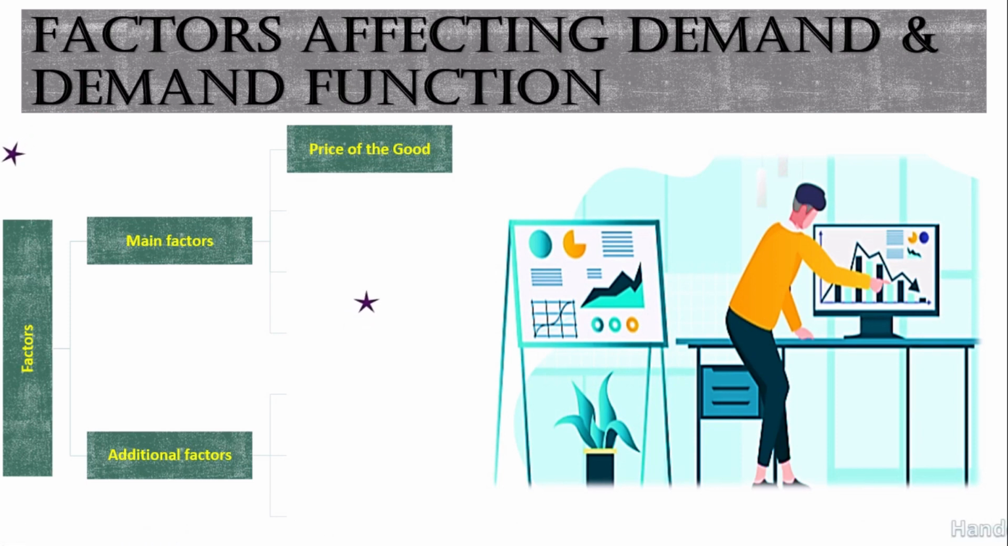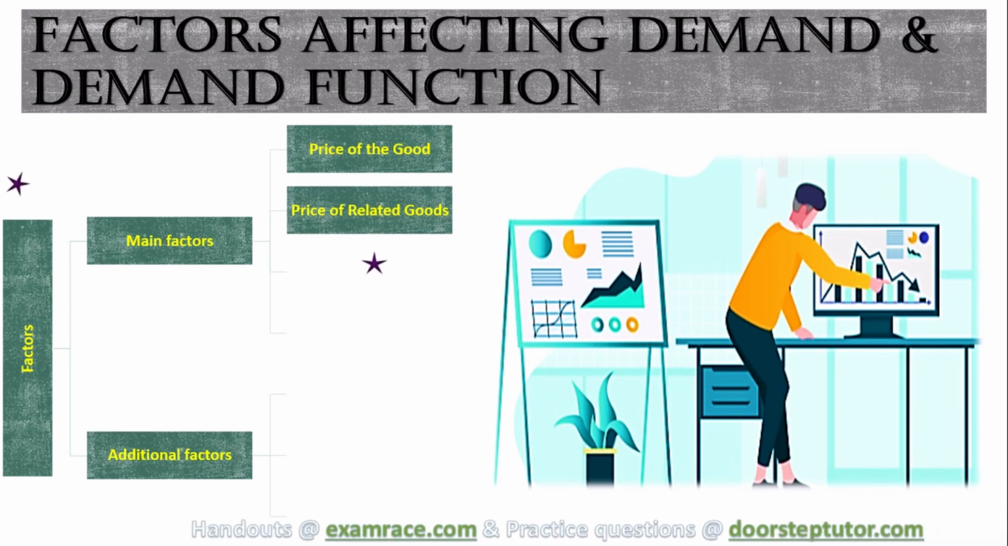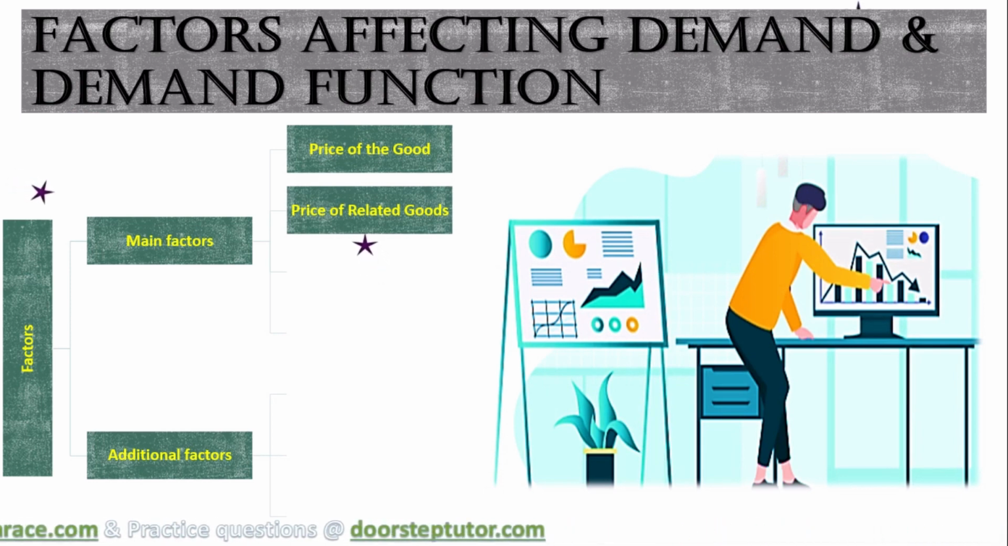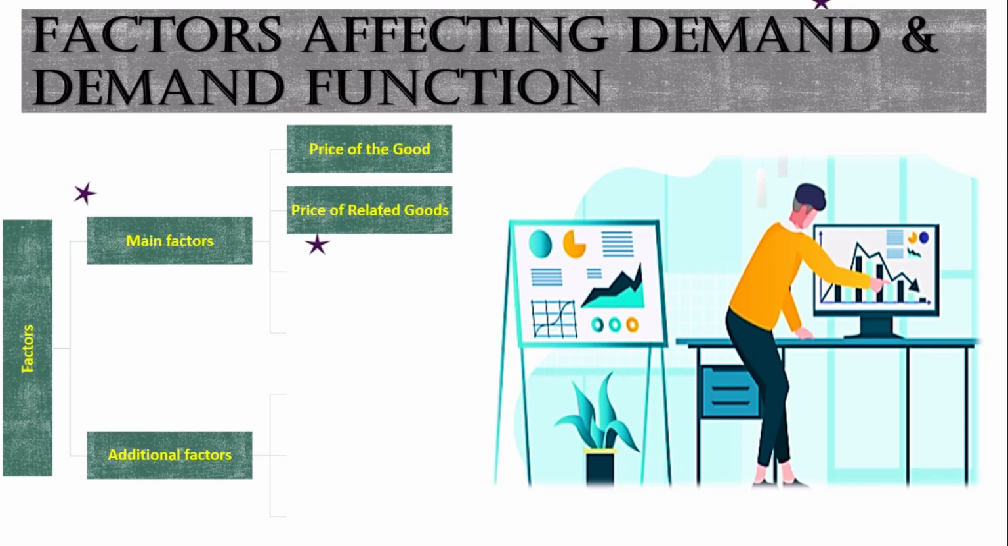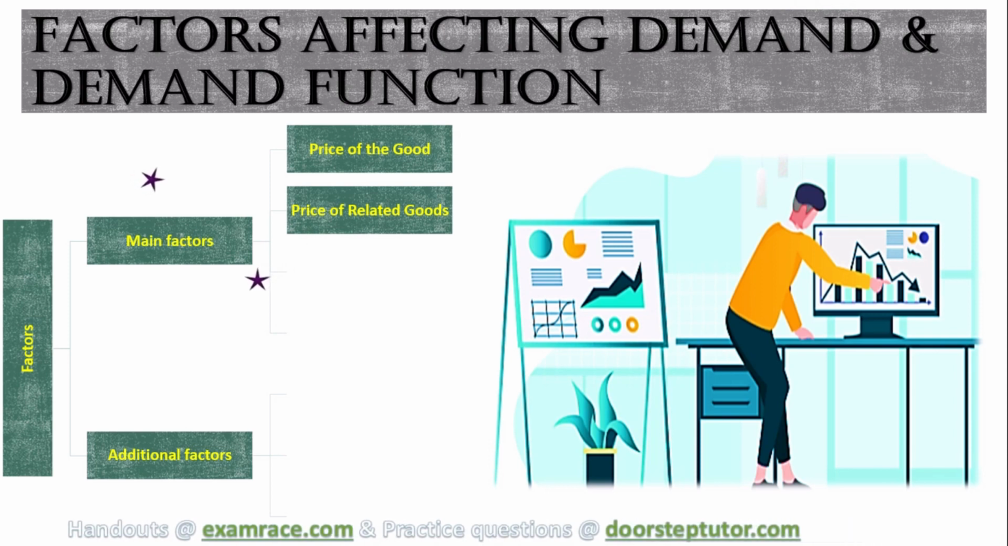Moving on to the next factor, which is price of related goods. Related goods here means substitute goods and complementary goods. Substitute goods are those goods which are alternative to one another in consumption, and complementary goods are those goods which are jointly used or consumed together to satisfy a want. These related goods also affect the demand of a commodity.